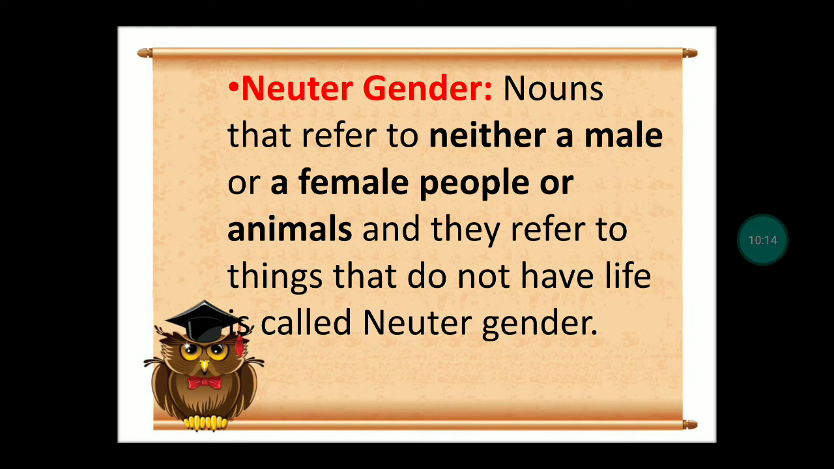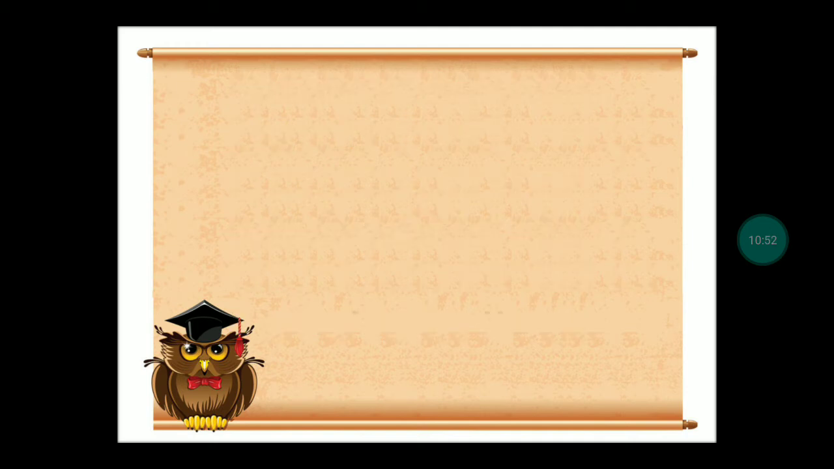So in other words, in simple words, the nouns that refer to things which do not have life, which are non-living things, come under neuter gender. Understood? So the nouns which are non-living things come under neuter gender. Clear? For example, now see here.